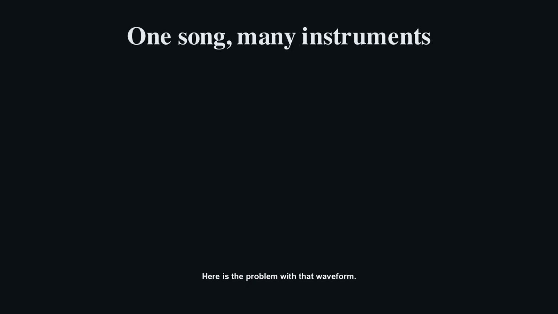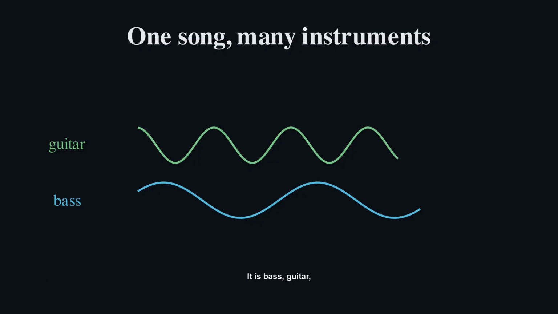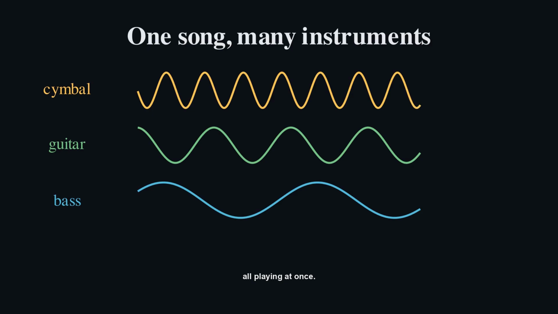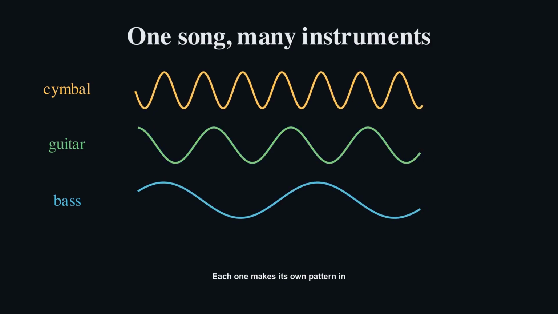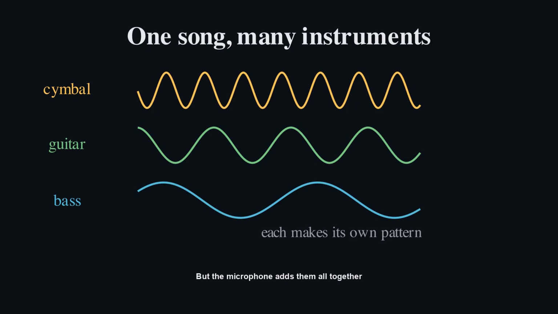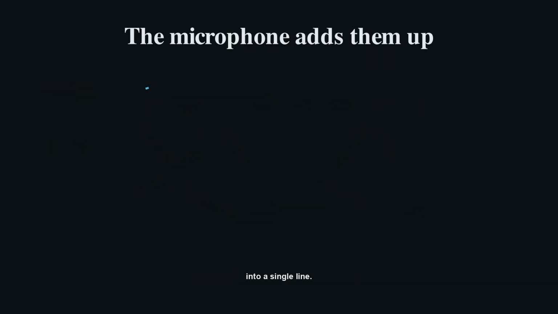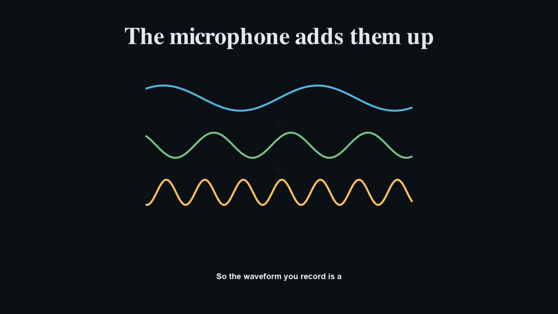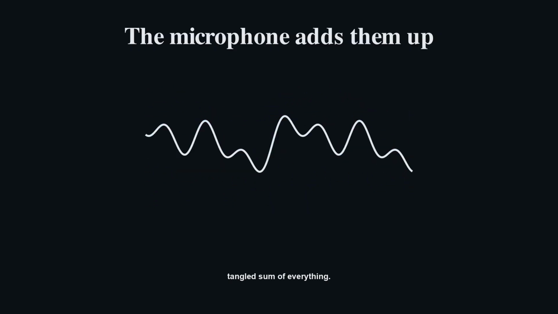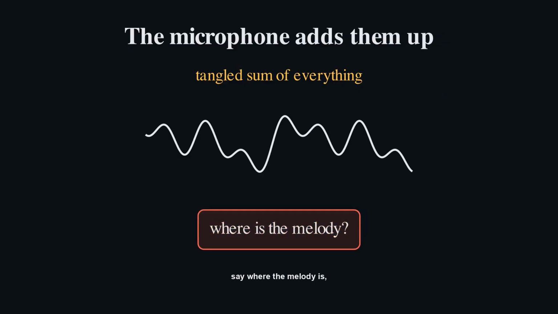Here is the problem with that waveform. A song is not one instrument. It is bass, guitar, drums, and a voice, all playing at once. Each one makes its own pattern in the air, but the microphone adds them all together into a single line. So the waveform you record is a tangled sum of everything. You cannot easily look at it and say where the melody is, or where the beat lands. We need a better way to see the sound.